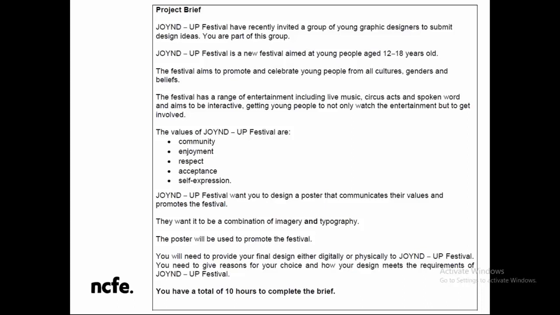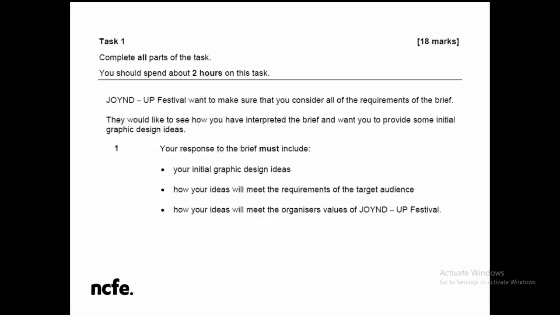Information about the values of Joined Up and the target audience is all found within this text here, on page 4 of the external assessment paper. The assessment consists of 4 tasks, and as I mentioned previously, these tasks will change very little, if at all, window to window. What will change is the context they refer to. So you can see here on the screen task 1, which has 3 sections to it.